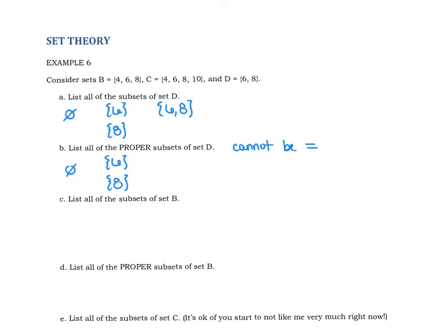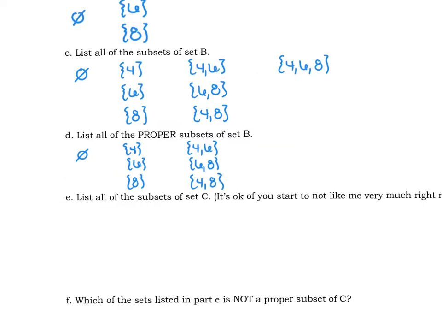Now, again, I'm going to ask you to pause the video, go through question C and question D, and then restart the video and see how you did. Okay, so following my pattern, again, listing the subsets of set B, I started with the set that contains no elements, the empty set. Then I listed every set that contained a single element, so just 4, just 6, just 8. Then I listed all of the sets that contain 2 elements.